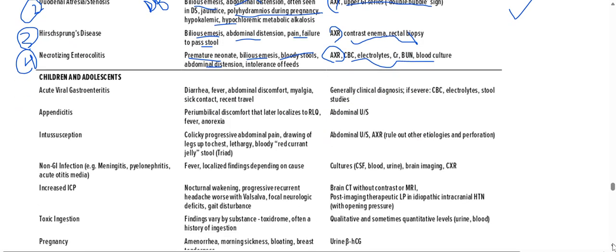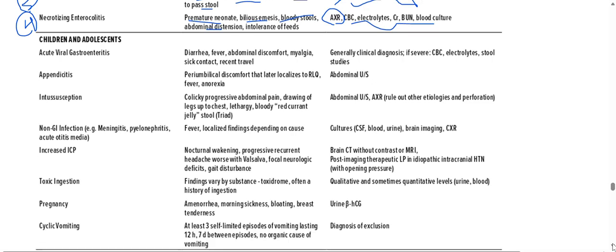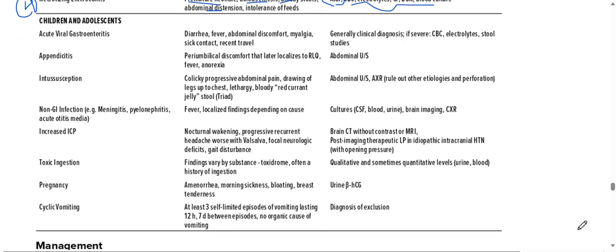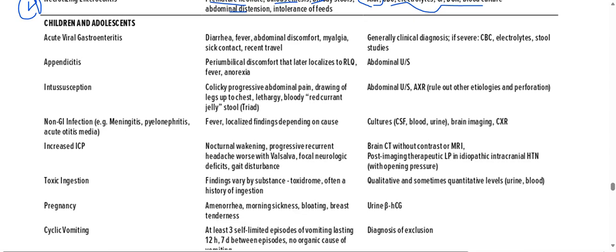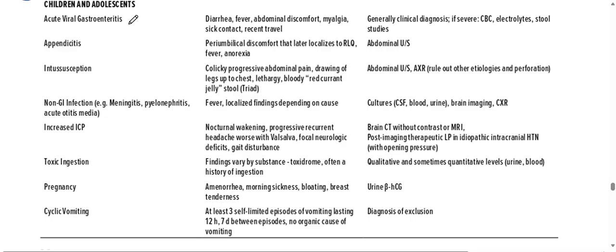Alright, I move forward towards the next thing, that is, what are the causes of vomiting in children and adolescents. Let's read about it. Acute viral gastro is a very common thing, we all know about it. With vomiting there will be fever, diarrhea, tummy pain, pain in the muscles, and travel history might be there. Usually it's a clinical diagnosis, but if severe, we have to check CBC, electrolytes, stool studies.